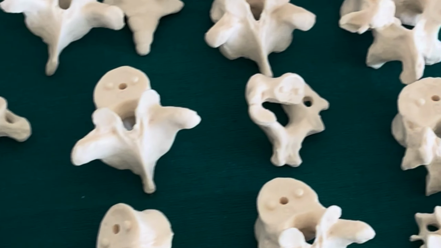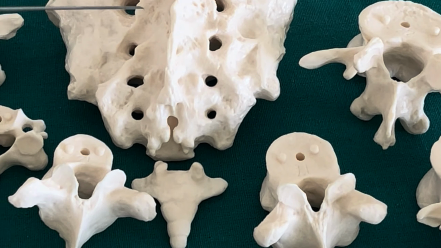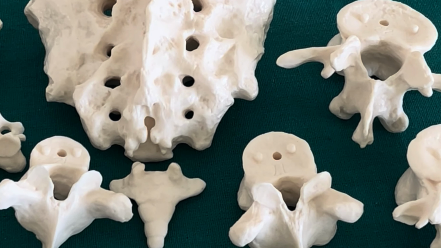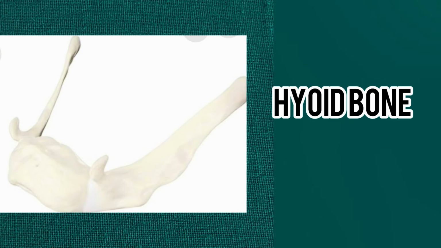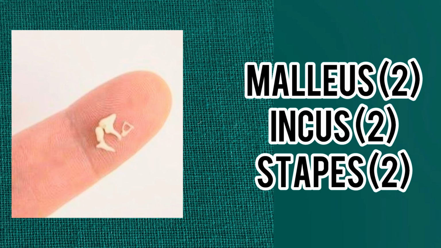This is the disarticulated version of our vertebrae. Others are true vertebrae except these two. These two are the false ones as they fuse together into one bone. This is the hyoid bone. This is the floating bone. It holds the larynx. Then the 3 auditory ossicles: incus, malleus, and stapes.